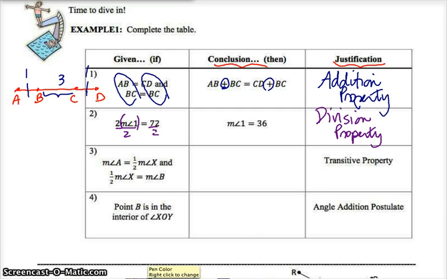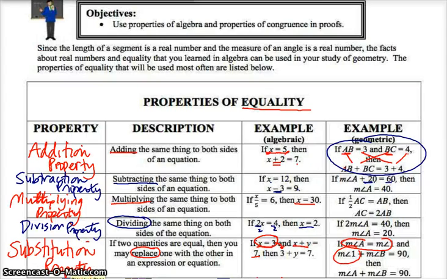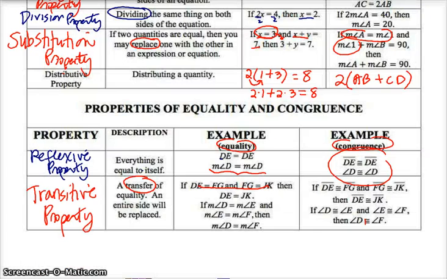Okay, next. The measure of angle A equals 1/2 the measure of angle X, and 1/2 the measure of angle X equals the measure of angle B. Okay, I'm telling you the justification. So if I told you the justification, then you should be able to go back and find the conclusion. Well, I'm telling you the justification is the transitive property. So let's go back and see what the transitive property is.